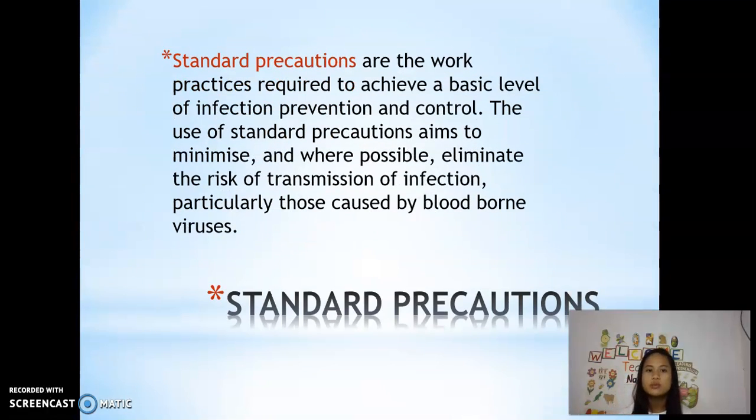Standard precautions are the work practices required to achieve a basic level of infection prevention and control. The use of standard precautions aims to minimize and, where possible, eliminate the risk of transmission of infection, particularly those caused by blood-borne viruses.